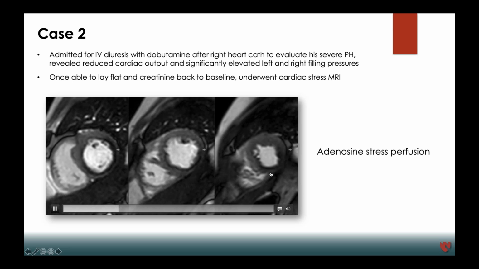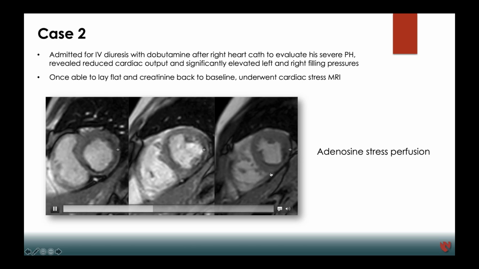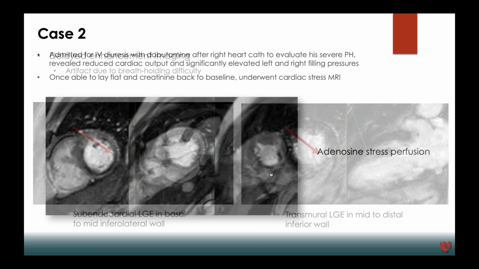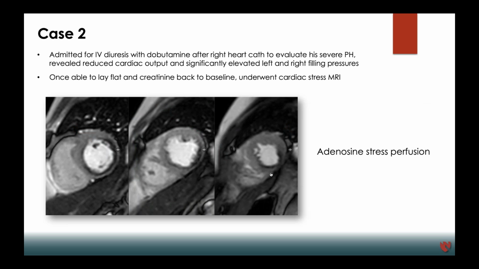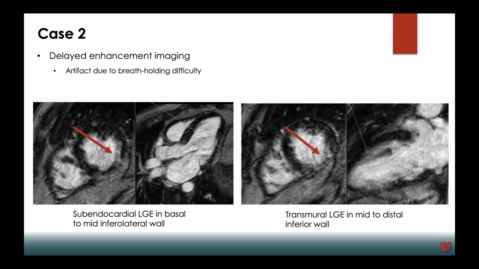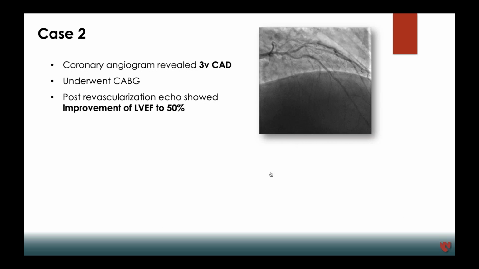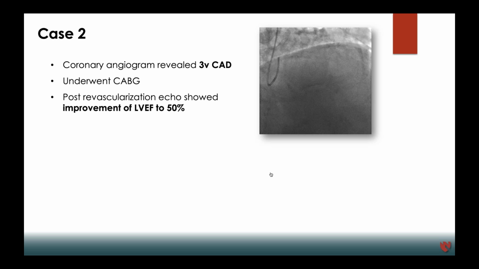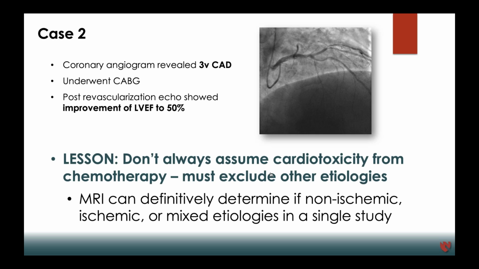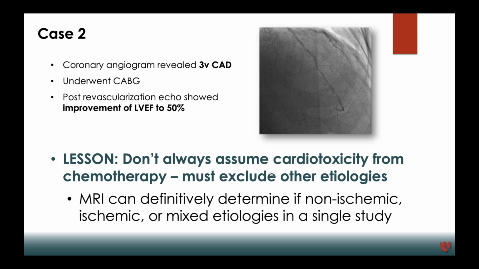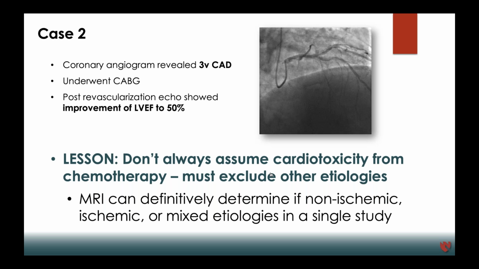And so this patient ended up not just having doxorubicin cardiotoxicity, or non-ischemic cardiomyopathy, they had ischemic cardiomyopathy. LGE was characteristic of that. And the patient underwent cath and ended up with a bypass and had improvement of their EF from 25% to 50%. So quick lesson, don't always assume that cardiotoxicity is from chemotherapy.